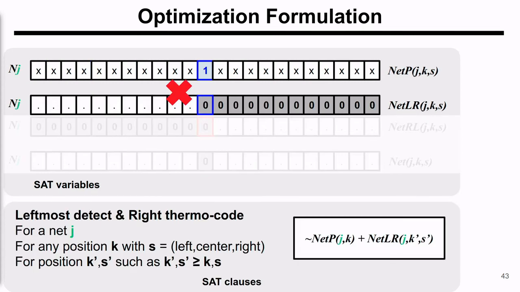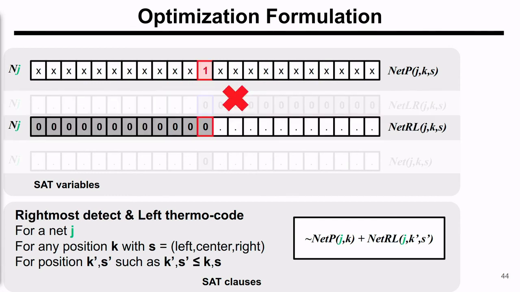For the leftmost detection, we iterate any net j with any position ks. Then, any iterated position k prime s prime that is greater or equal to ks will be constrained to not be equal to 0. This will force all the variables to be 1 whenever the leftmost position is detected. We perform the opposite for the rightmost detection. So, any position k prime s prime that is less or equal to the current position ks will be constrained to not be 0 if the pin is active.